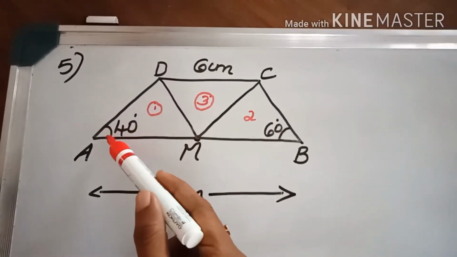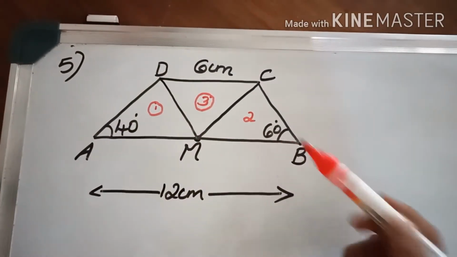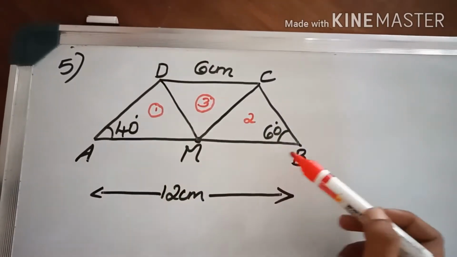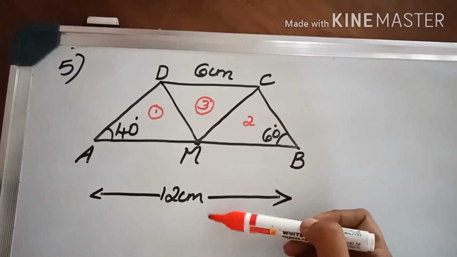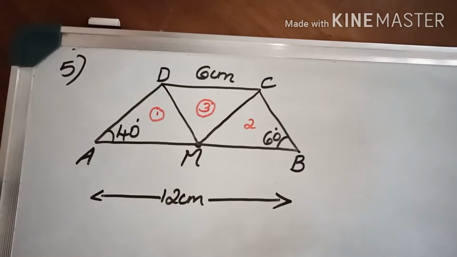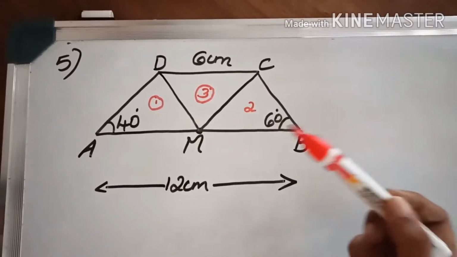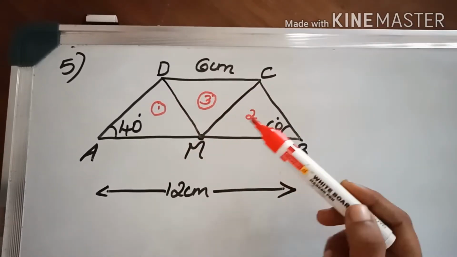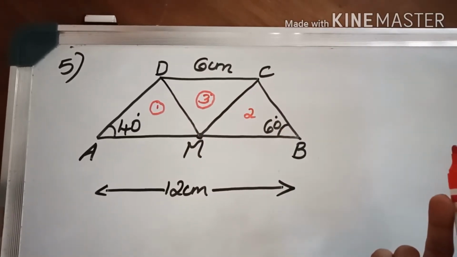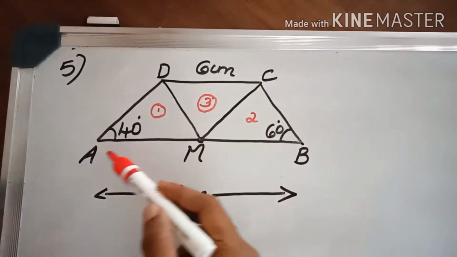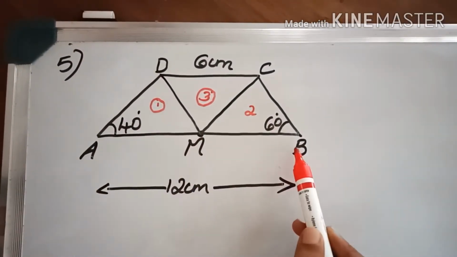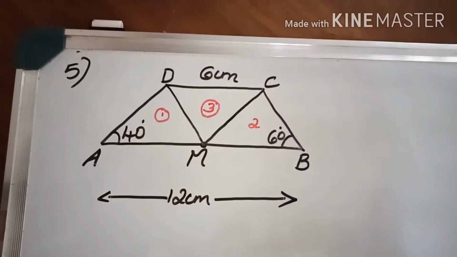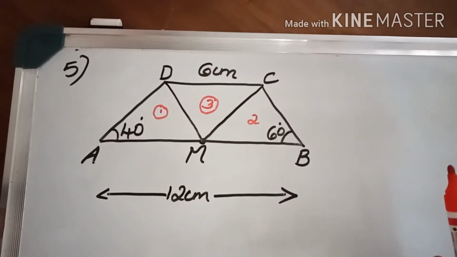Given only angle A is 40 degrees and angle B is 60 degrees. Only these two angles are given, and the length of AB is 12 centimeters, and the length of DC is 6 centimeters. Using these measurements we have to find all the remaining angles. And one more thing is given: the base side AB and this side DC are parallel lines.